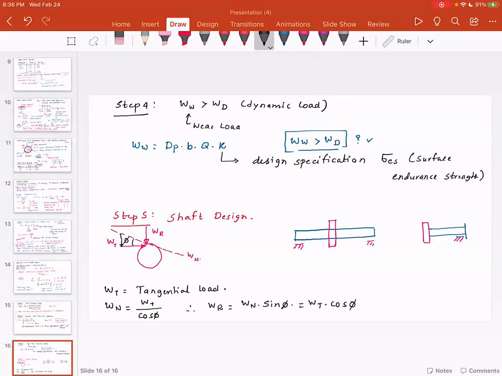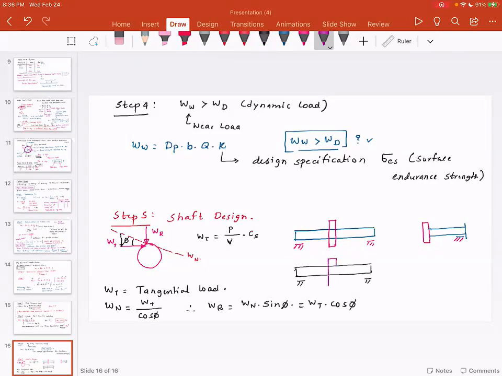So we should know the value of Wt. Wt is equal to P divided by V multiplied by the service factor. Now what I want to do is draw two figures. First, I'm going to show you the front view and the top view.